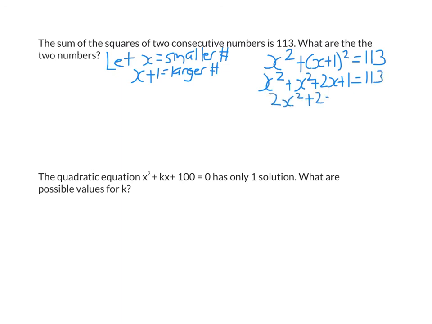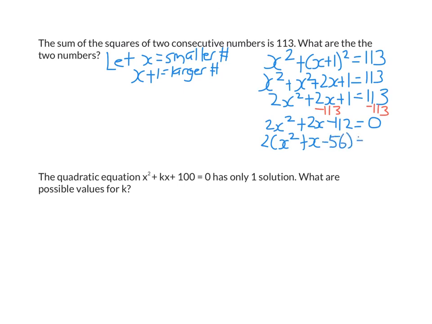Now we have one side equal to 113. I said on the previous slide, you need to have one side equal to 0. So to do that here, I'm just going to subtract 113 from both sides. Then I get 2x squared plus 2x minus 112 is equal to 0. So now all of these terms have a common factor. So I'm going to take out a common factor of 2. So what do I times by 2 to get minus 112? Of course, that's minus 56.